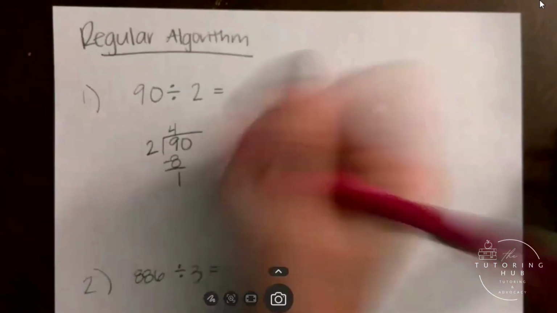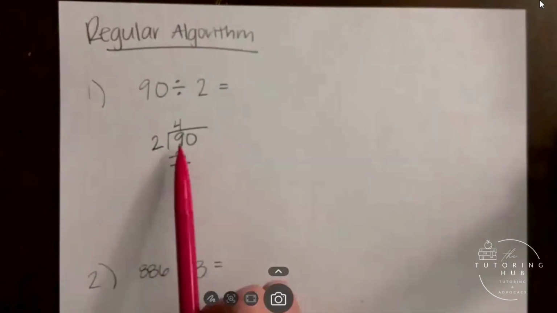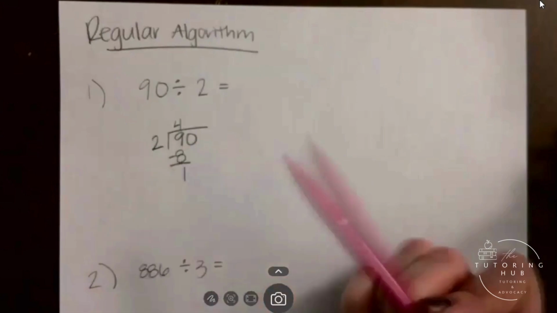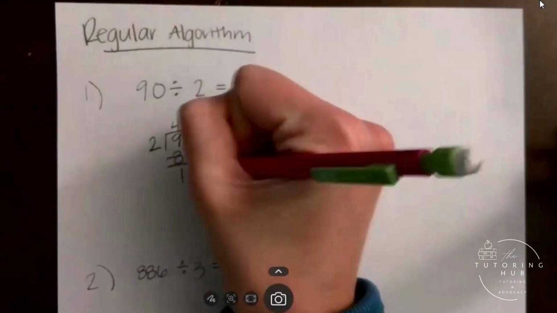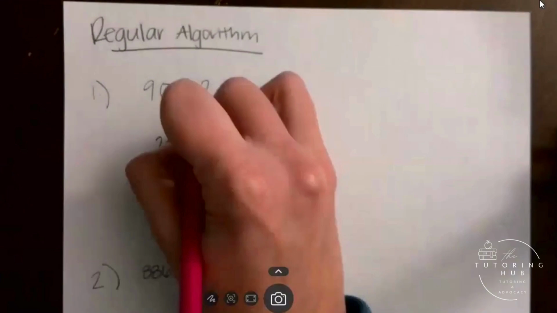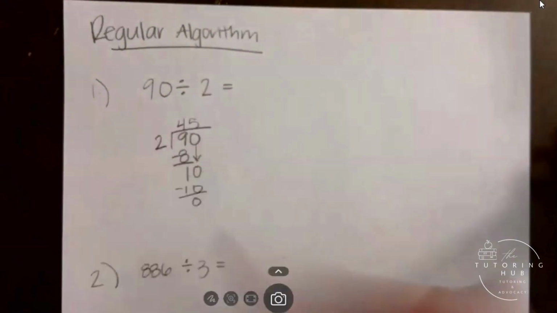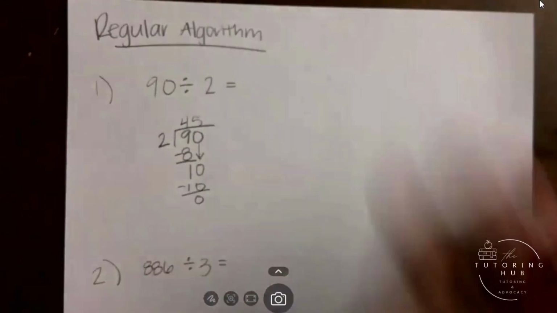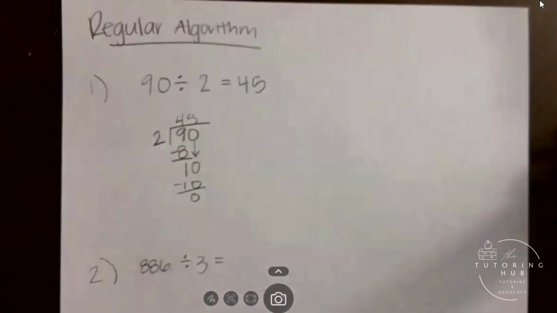Now, when we're dividing, we always start with our bigger place value. So in this problem, it's the tens place, and then we're going to go down to the ones. So right now I have a 1. Now I'm going to drop down my 0. And now 2 goes into 10. If you're thinking to yourself 5 times, you are correct. And 10 minus 10 is 0. So there's no remainder for this problem. So 90 divided by 2 is 45, and 45 is my quotient.